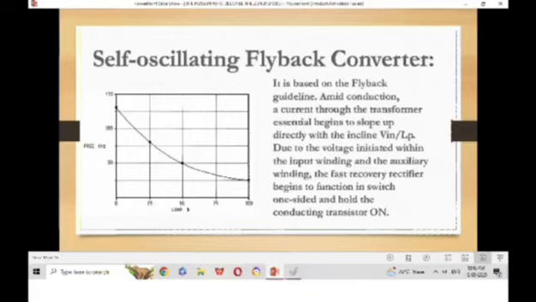Amid conduction, the current through the transformer begins to ramp up linearly with the input voltage over LP, due to the voltage induced in the input winding, and the secondary rectifier begins to function in switch bias and hold the conducting transistor on.